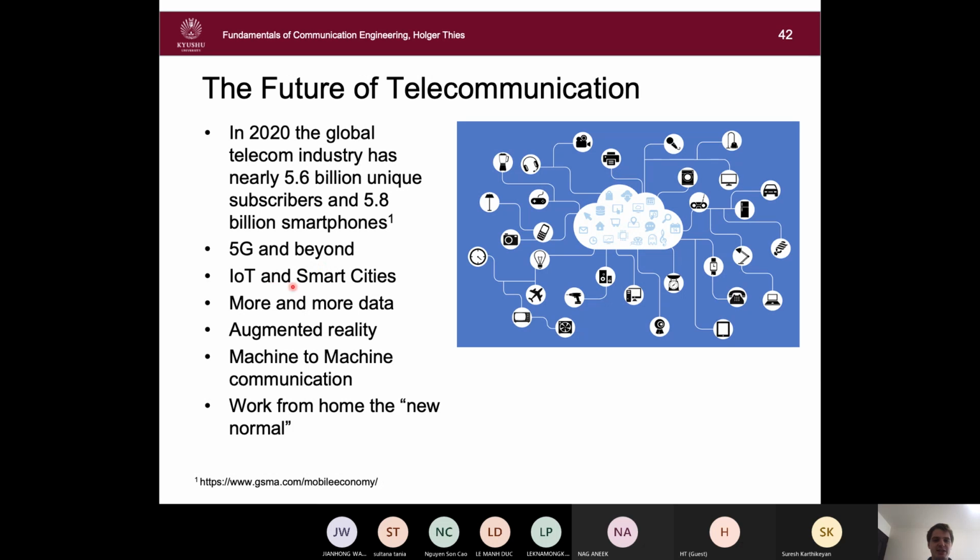And the Internet of Things and smart cities, where everything is connected, has just recently gotten much attention, and this will be built in the future, which also means that there will be more and more data available. It will give rise to augmented reality applications, and there will be lots of machine communication, and giving lectures from home and working from home has kind of become the new normal. So this area of communication theory will remain very important in the next couple of years.